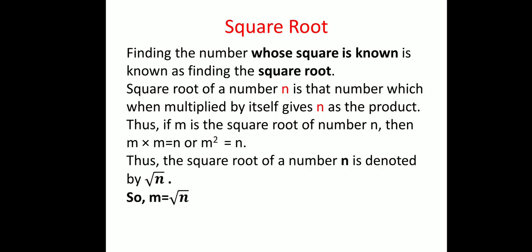The square root of a number n is denoted by root n. This is the symbol of square root. If I find this symbol, then it should be clear in my mind that I am talking about the square root of n. So, finding the number whose square is known is finding the square root. Square root of a number n is that number which when multiplied by itself gives n as the product. It means m into m, if it is giving you n, then m squared is equal to n. So, m is equal to square root n.